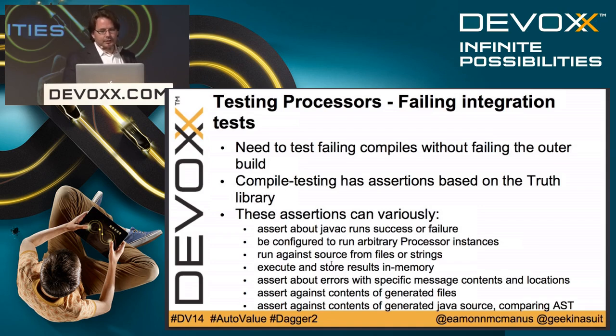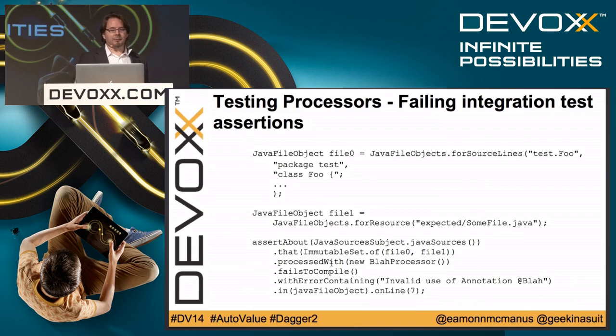Just a simple example. We have a bit of source that we've generated, so you can make source out of strings in memory, which is very quick, or you can load sources from files, from template files if you want, or test data. Then you assert that the immutable set of these files processed with a particular processor, in this case, fails to compile and has an error containing this text on this line. So you can actually get right down to where the error is showing up, which is important.